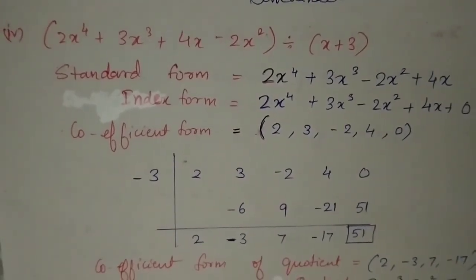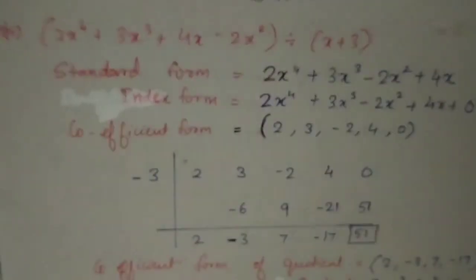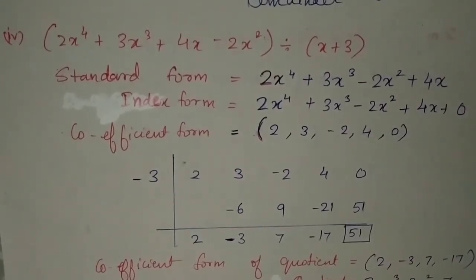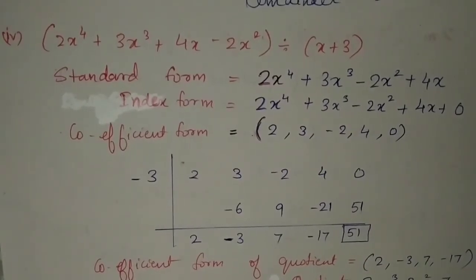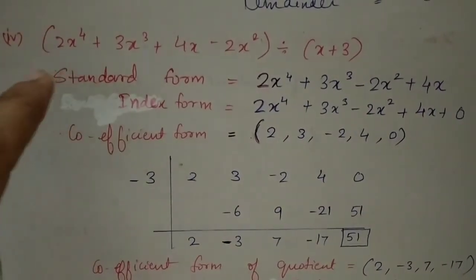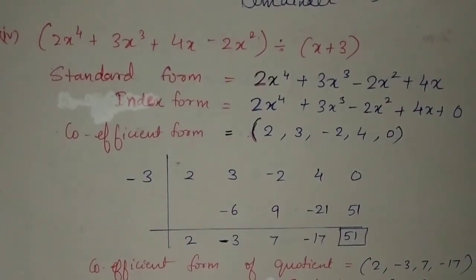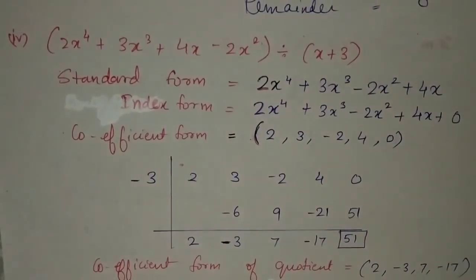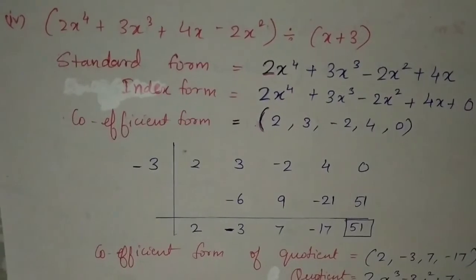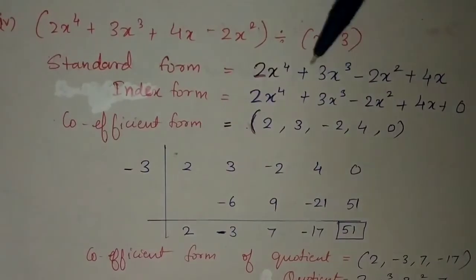Now first of all, look at the dividend. It is 2x raised to 4 plus 3x cube plus 4x minus 2x square. Okay, now here they are not in a proper order and also there is something missing out here. So first of all, I write down this entire thing in the standard form, means in a proper order, descending order. So this will be 2x raised to 4 plus, I write down first. Okay, and then I wrote 3x cube minus 2x square and then I wrote 4x. I arranged it in a proper order. If you see, first I wrote 4, then 3, then 2 and then 1. So this is how we arrange.